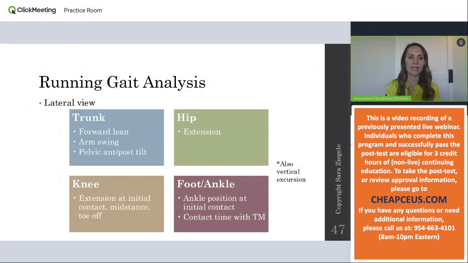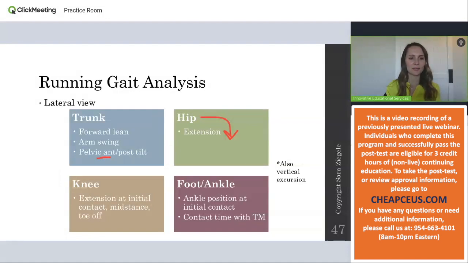So with the trunk, with that forward lean angle, we're looking for about 5 to 10 degrees. The more forward someone is, the more forward their center of mass comes, which is helpful for initial contact. With arm swing, we're looking for symmetry. And then with the pelvic tilt, we're looking for how much anterior tilt do they have. With the hip, we're looking for their degree of extension. So usually around 5 degrees is what we'd anticipate.